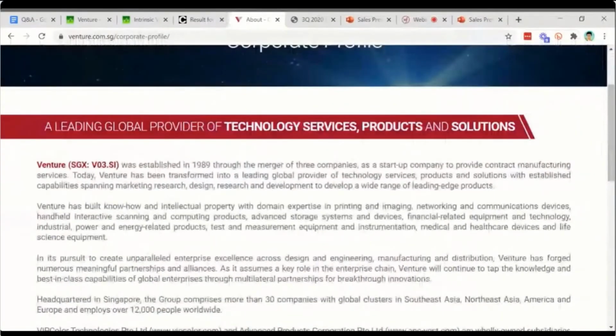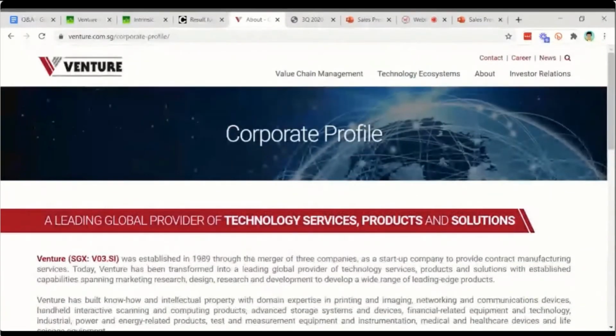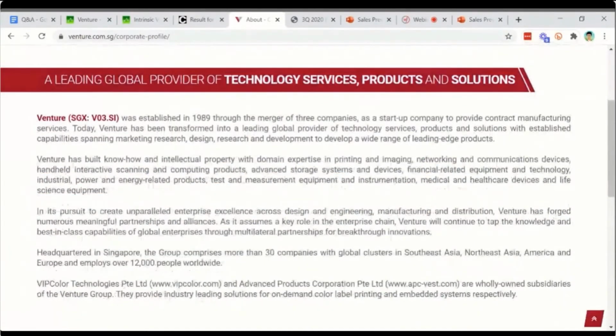Okay, you can see the screen, right? So Venture Corp, let me just jump into their corporate profile first. Same thing, you need to understand what they are doing, and from the looks of things, they are a sort of semiconductor firm. They are quite big in scale, in the sense that they have 30 companies with clusters all around the world and employ over 12,000 people.